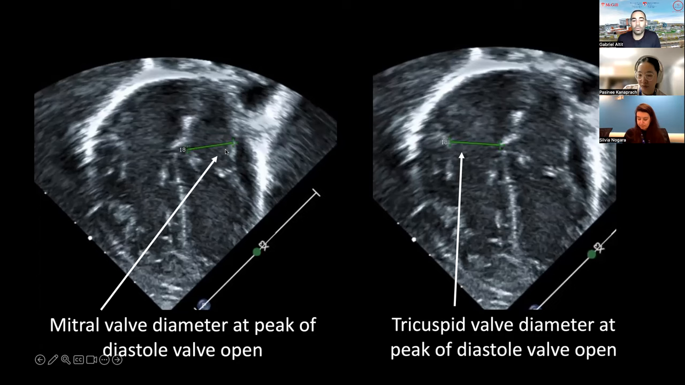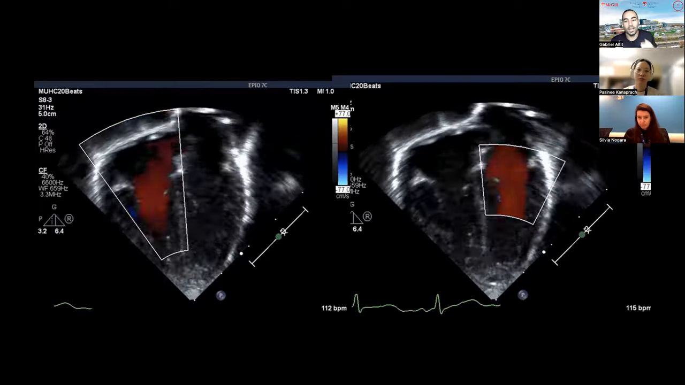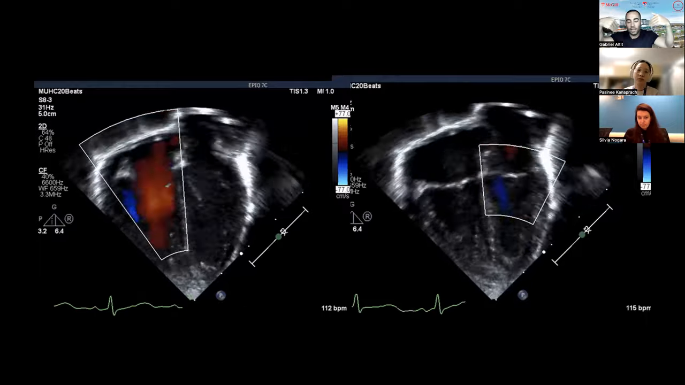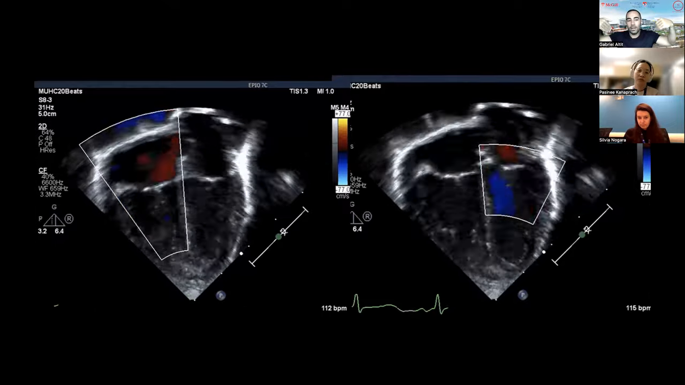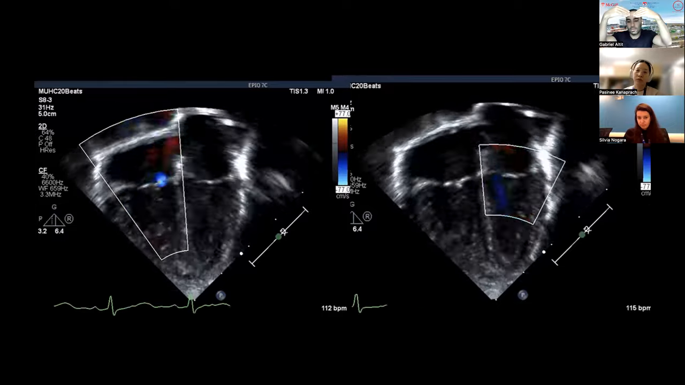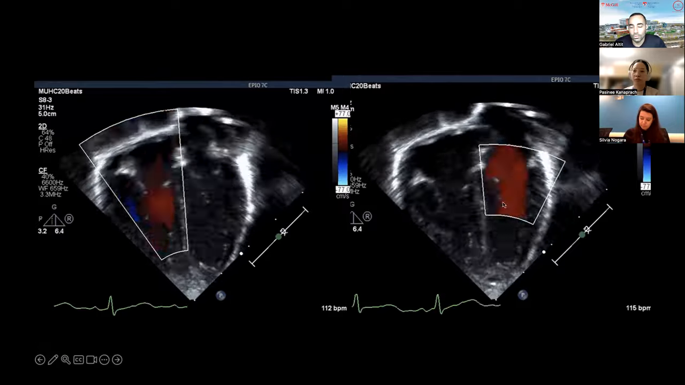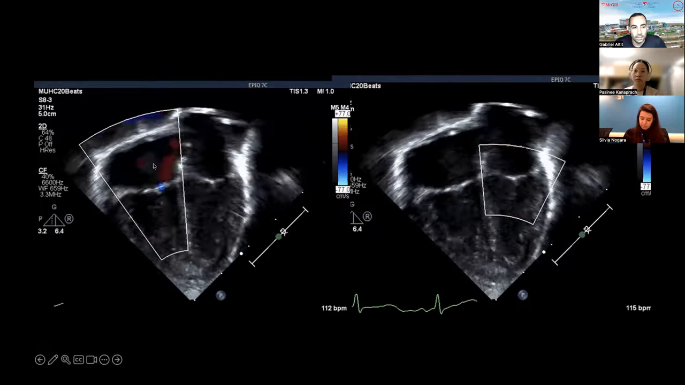Why? Because most Z-score cohorts that are available are based on when the valve is open. And typically, when it opens, it means that you're filling. So it means that it's going to be the largest diameter of the valve. It's not the narrowest diameter when it's closed. Make sense? Then we put a color box over the valve to see the inflow.